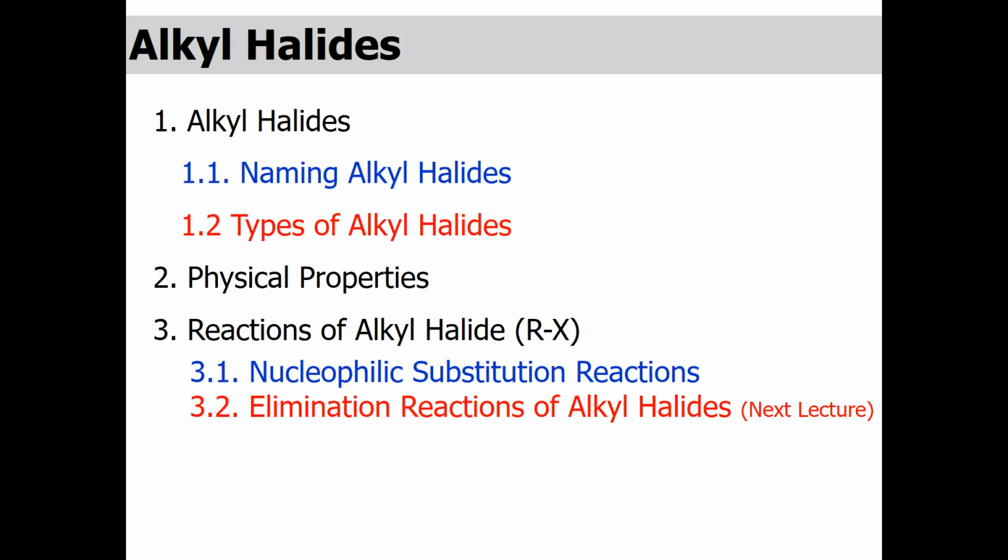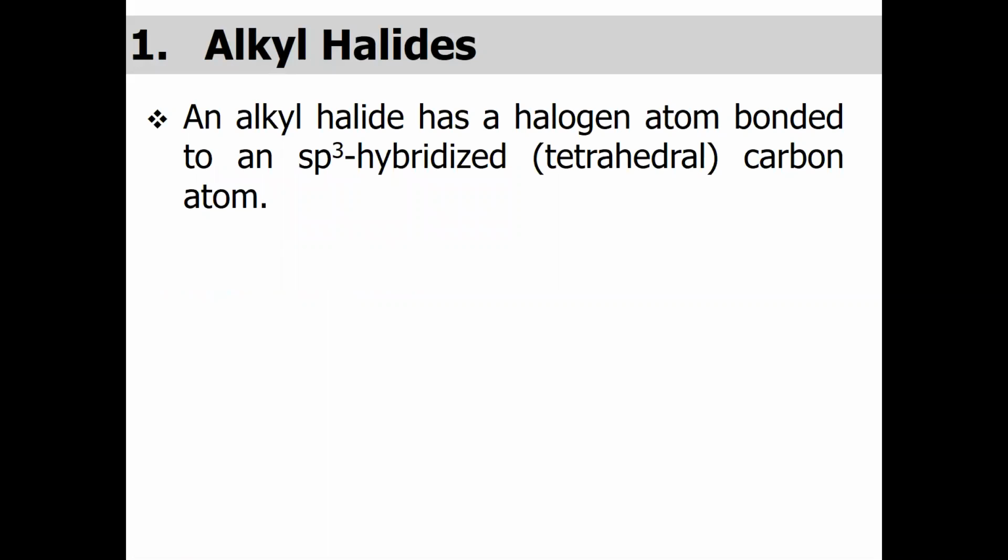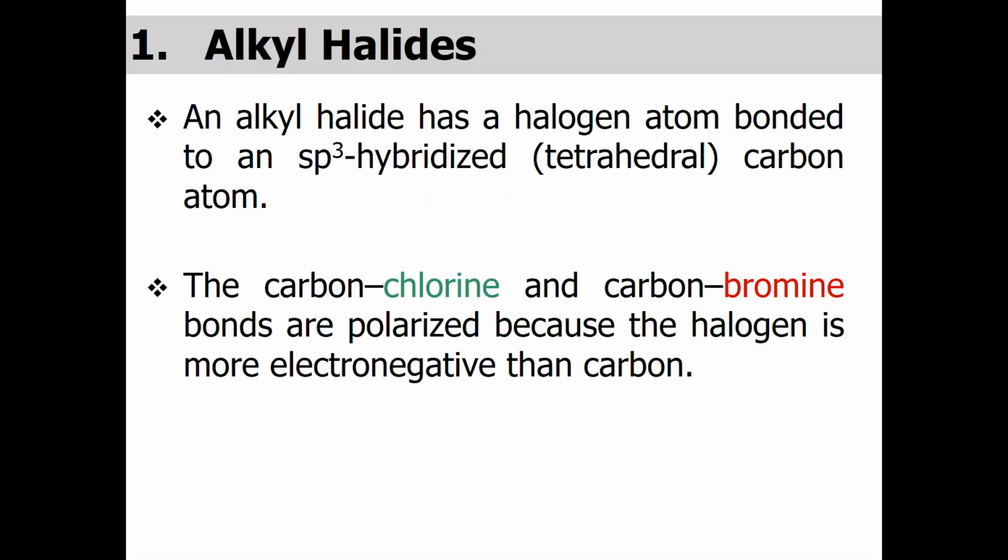So let us start with alkyl halide. What is alkyl halide? When an alkyl is directly bonded with a halogen, it is known as an alkyl halide. And generally, the alkyl should be sp3 hybridized, so we have a tetrahedral carbon atom in this case. We know that carbon has 2.5 electronegativity, while among halogens, fluorine is the most electronegative element, and it is not considered a good leaving group. So we will not discuss alkyl halide when we have fluorine as the halogen.